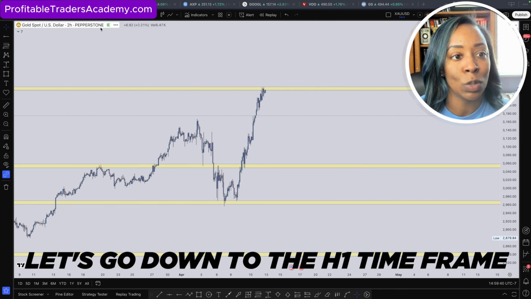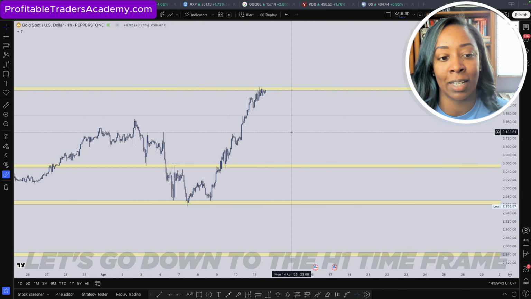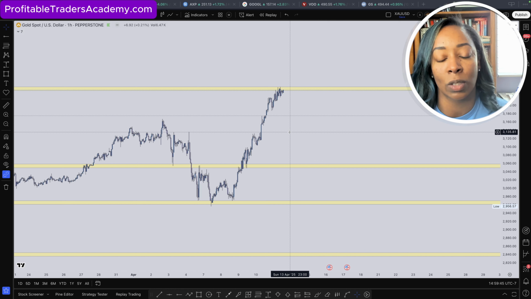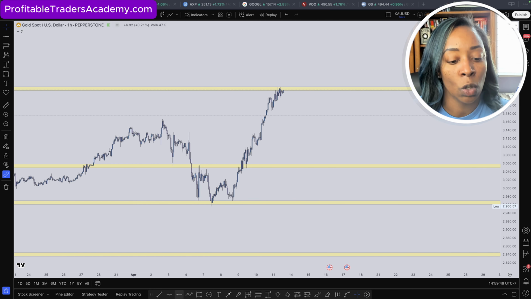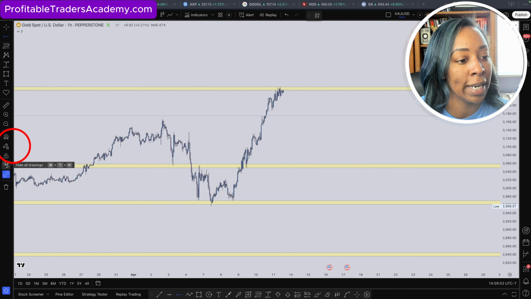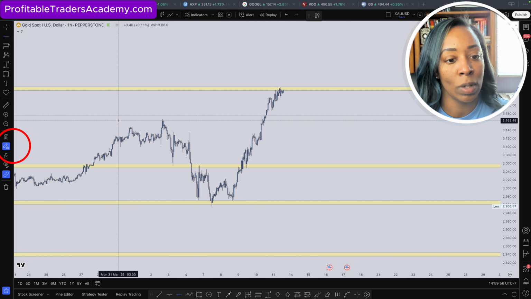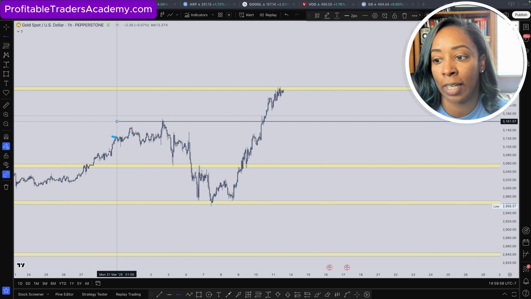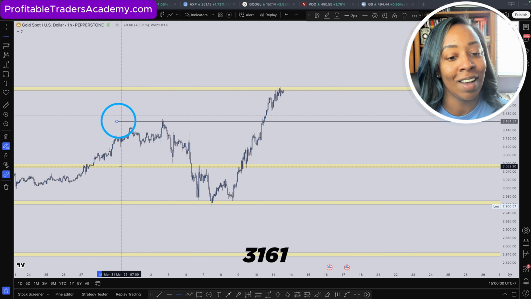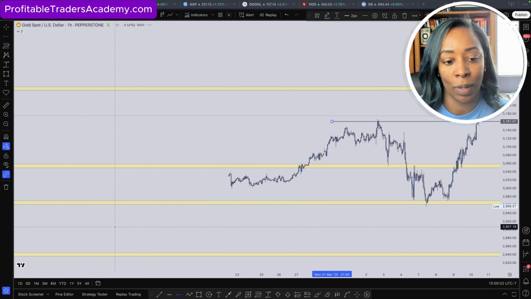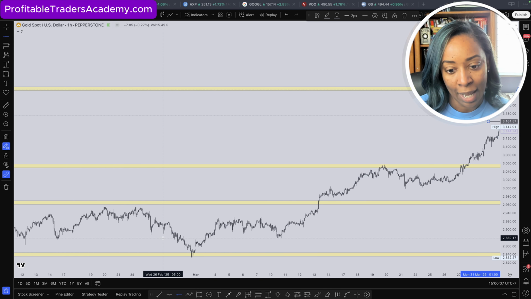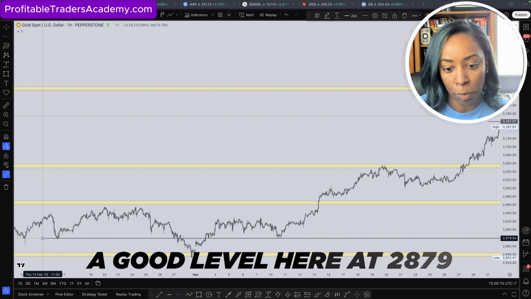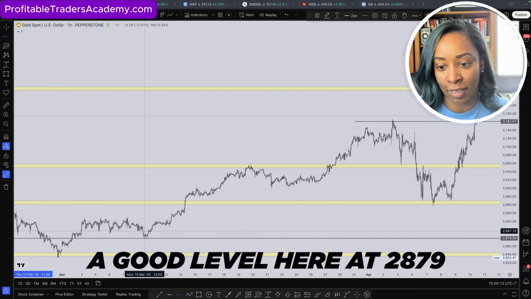However, let's go down to the H1 time frame because I do realize that these zones are really large, and I want to break them up. So I'm going to break them up with the horizontal array tool, and I'm going to just use this tool right about here at 31.61. And then if I go all the way over to this level over here, I think this will probably be a good level here at 28.79.